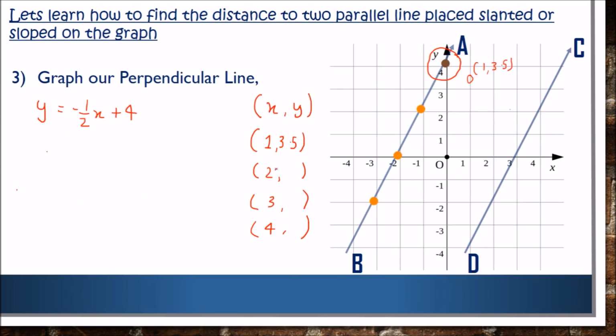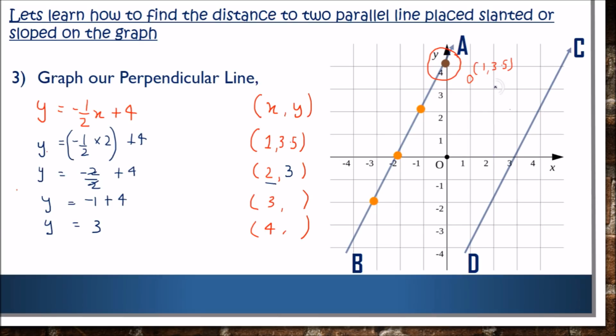So let's plug in the value of x is 2 and find out what is y, so that we get our second coordinate of our perpendicular line. So y is equal to minus 1 over 2 times 2, because x is 2 in our second coordinate, plus 4. So y is equal to minus 2 over 2 plus 4. Minus 2 over 2 will be minus 1 plus 4. So y will be 3. So when x is 2, y is 3, and this is the second coordinate of our perpendicular line.